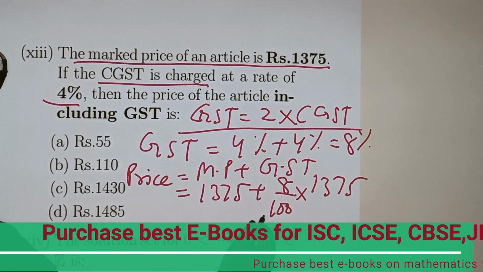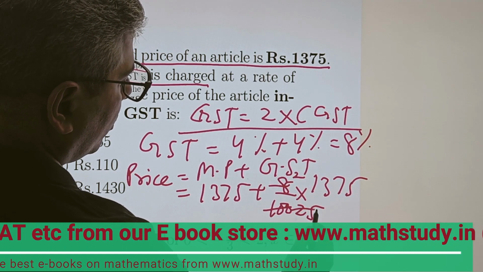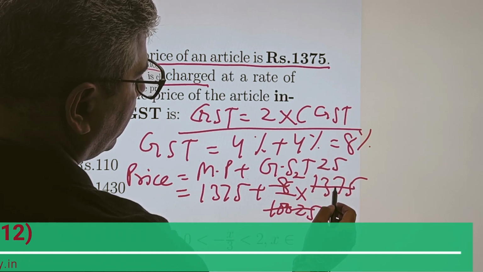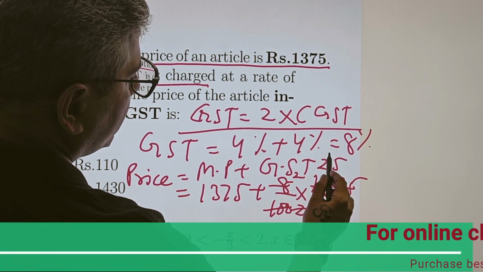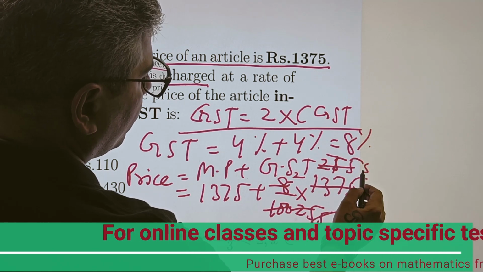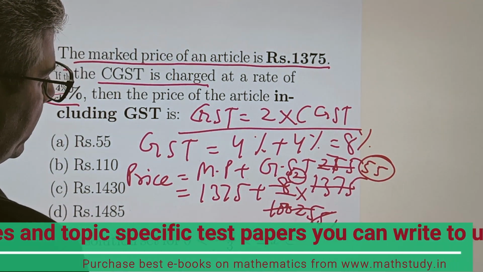So let's cancel it out. 4 to the 8, 4 twos are 8. Now 5, 5 twos are 10. 5 sevens are 35, 25, 5 by 25 again. So 5, 5, 25, 55, 55 into 2 is 110.